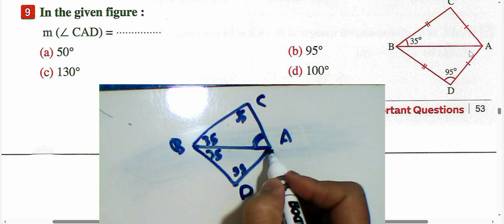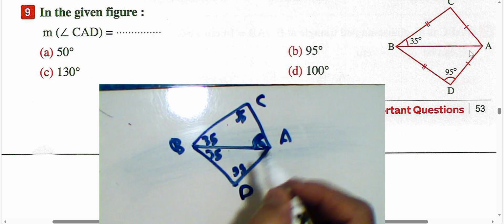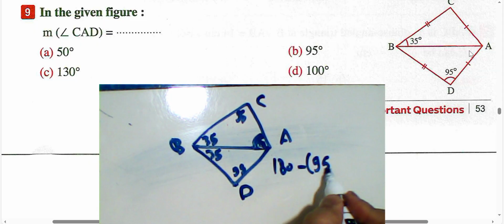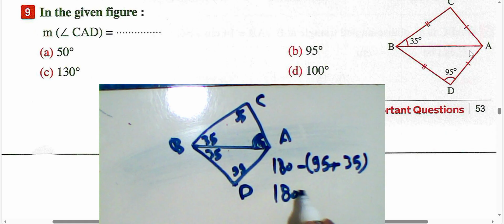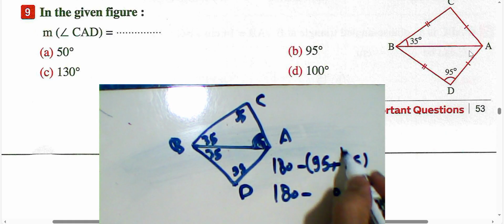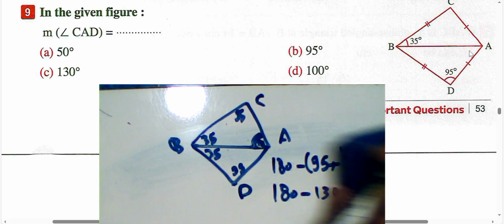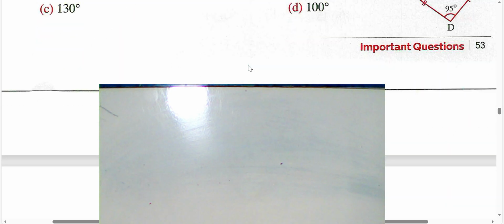We can find the measure of angle A, you want to find angle CAB. We can find it by 180 minus the sum of 95 plus 35. 95 plus 35 is 130. 180 minus 130 equals 50 degrees. The answer will be 50 degrees. Next question.